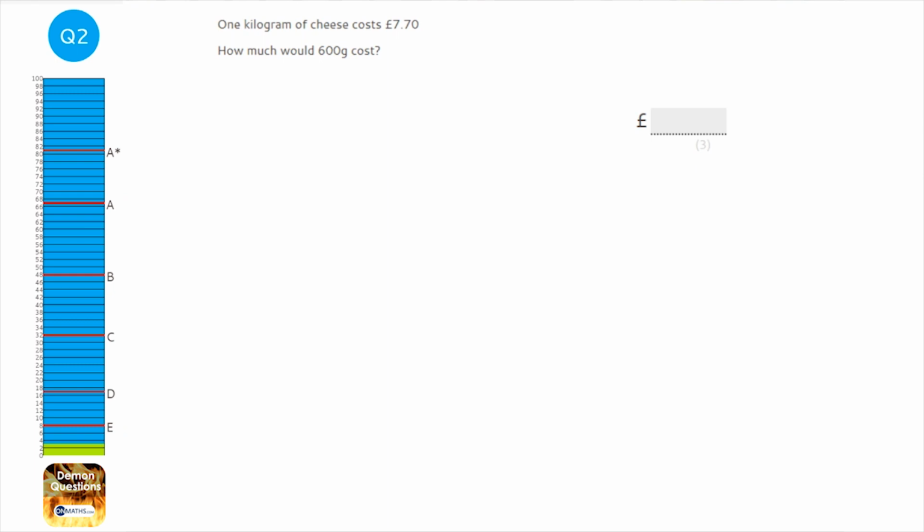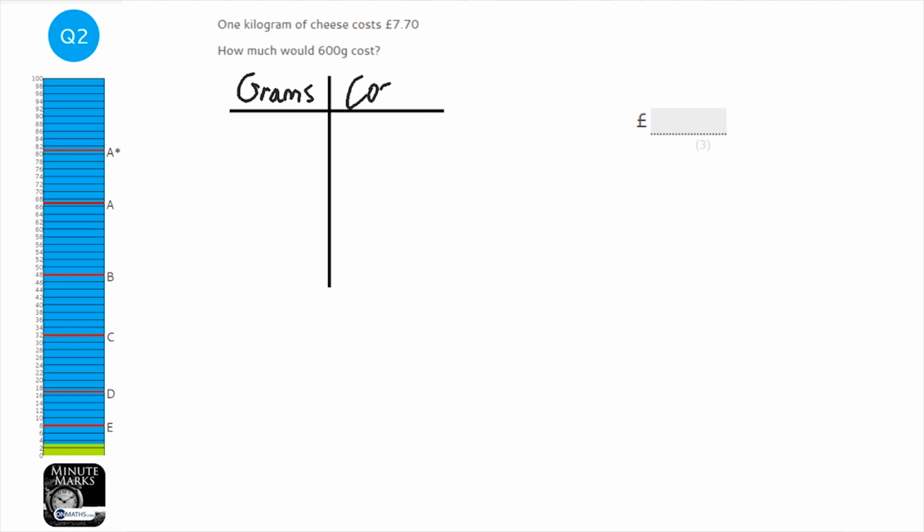Now there's multiple ways of answering this question. I'm going to do the non-calculator method, but if it comes up on the calculator exam, then there will be a different way of doing it. So I'm going to do grams and cost. The information we're given is 1 kilogram of cheese costs £7.70.